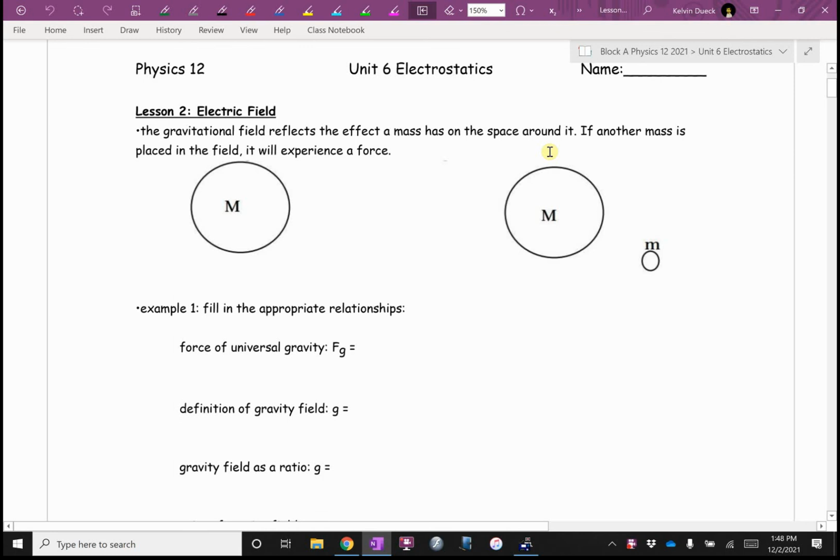This is a concept kids struggle with, and this is going to be a bunch of marks on your test if that's what you care about. This is going to be an important concept to wrap our brain around the rest of the unit. I want to talk about electric field.